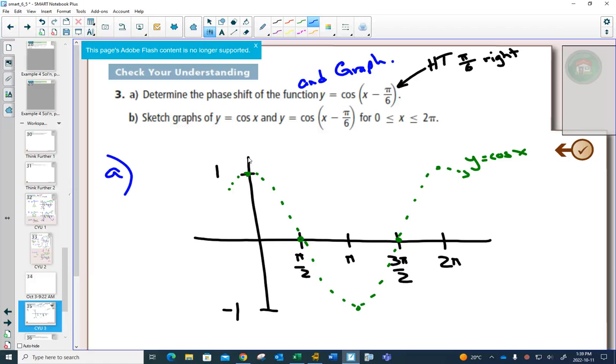In order to show a shift of pi over 6 to the right, I go along here. Pi over 6 is 30 degrees. Pi over 2 is 90 degrees. Would you agree that pi over 6 would be a third of the way shifted to the right?